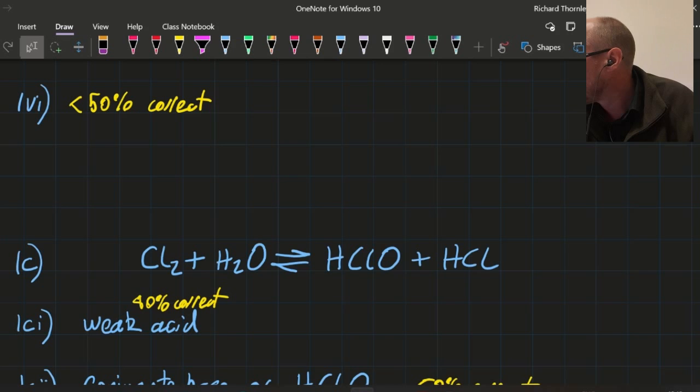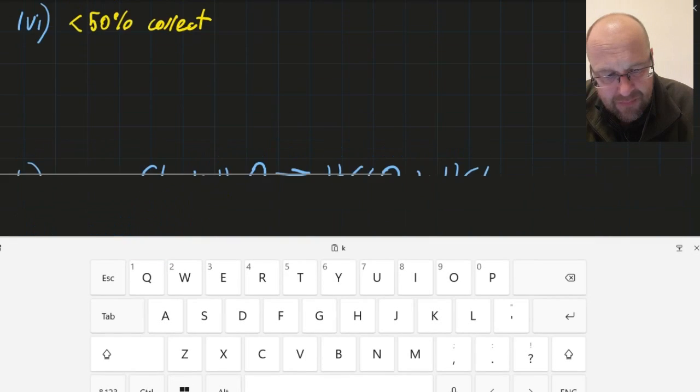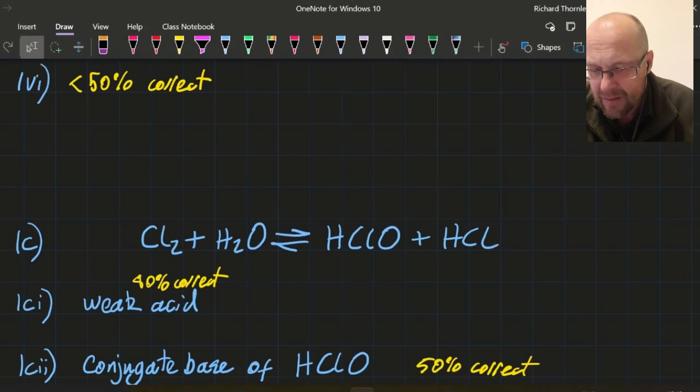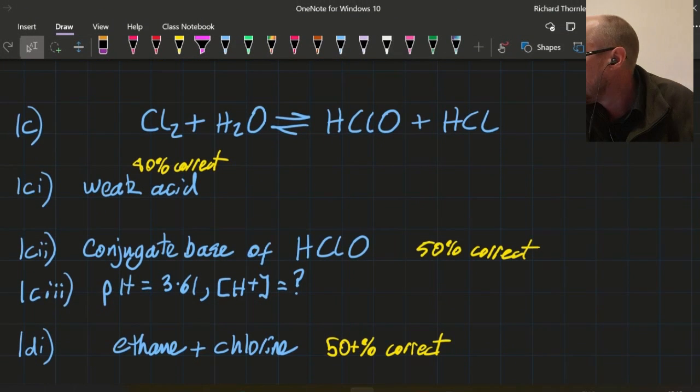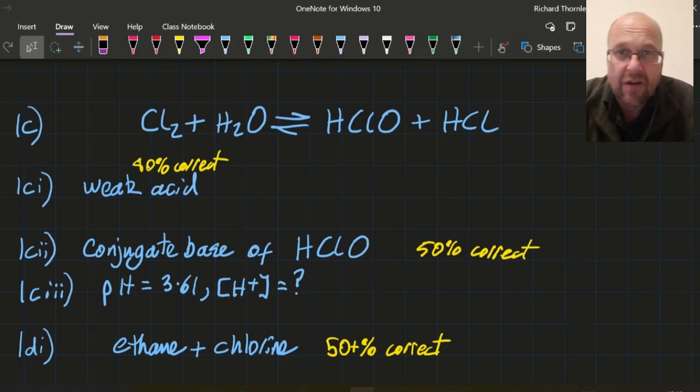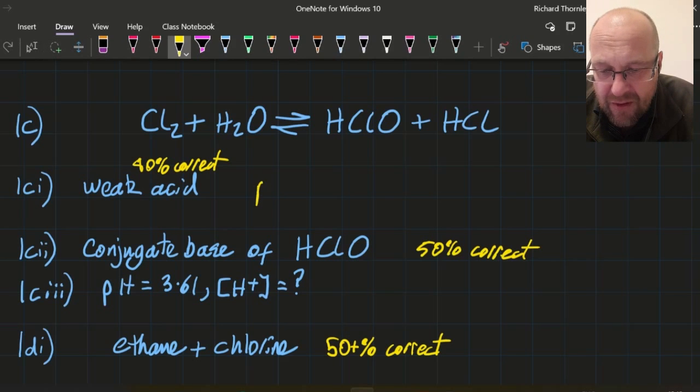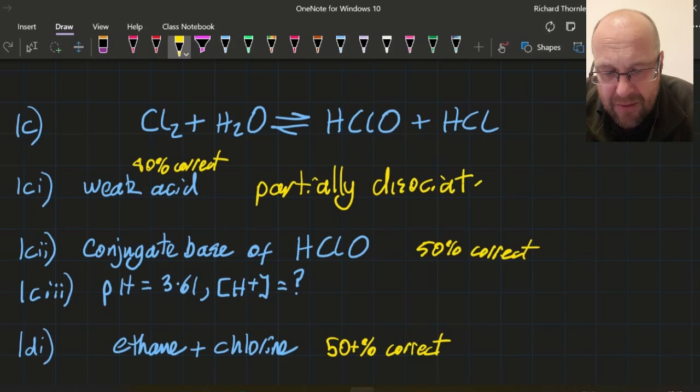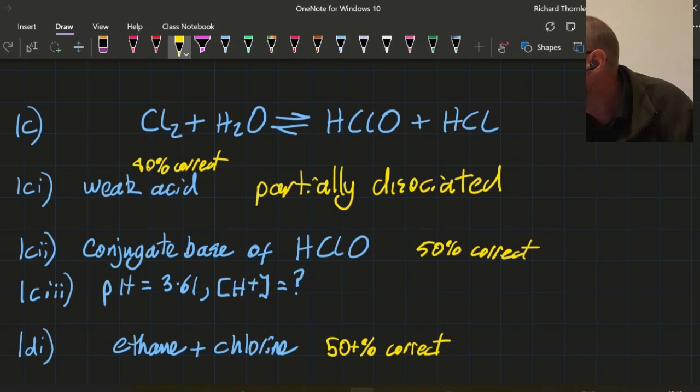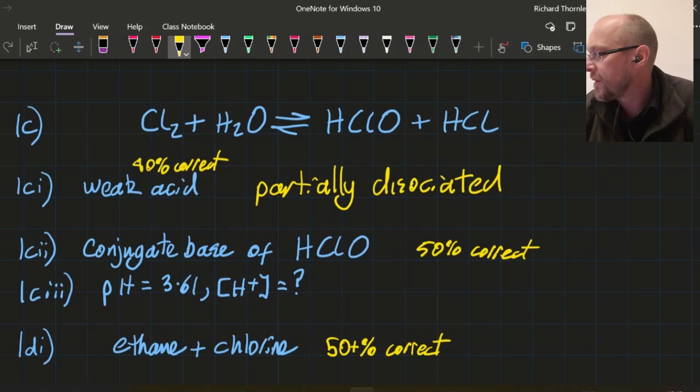Next up. Chlorine and equilibrium. 80% correct. A weak acid, you just had to learn this by rote. It's partially dissociated. I don't think they care that it has to be in water. No, they don't care if it has to be in water.